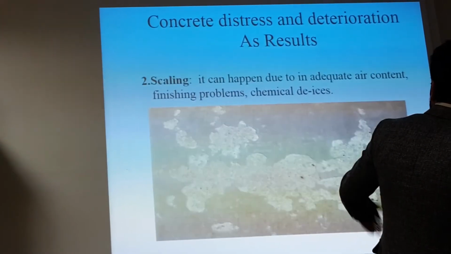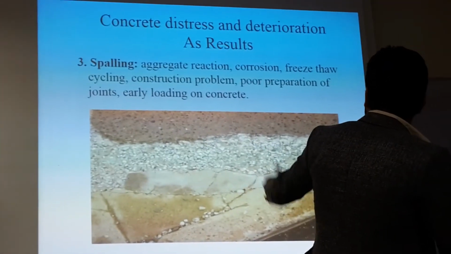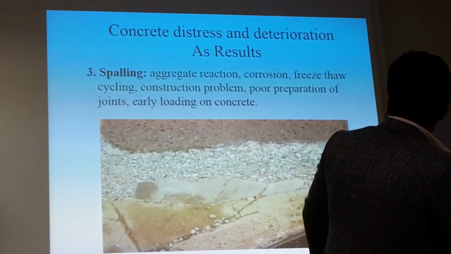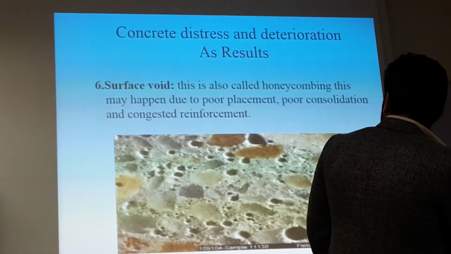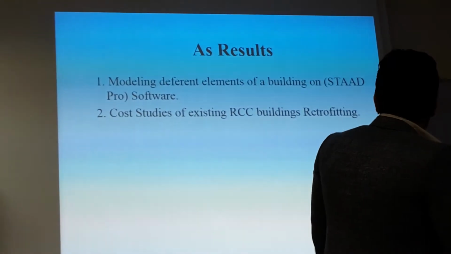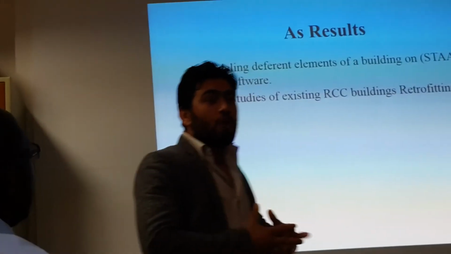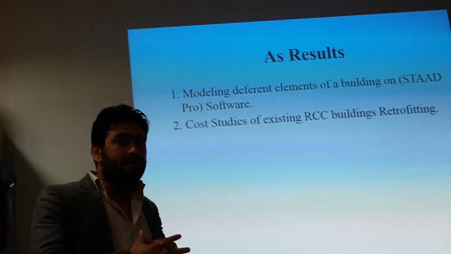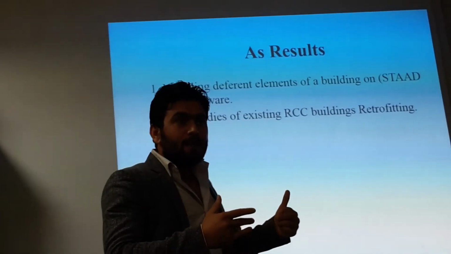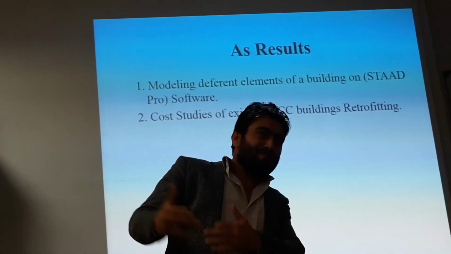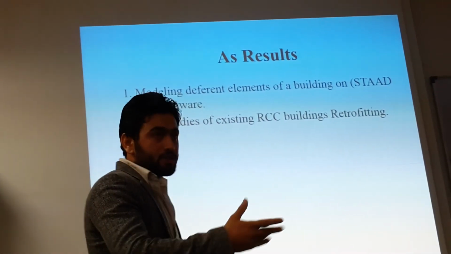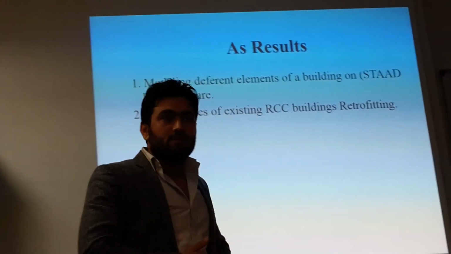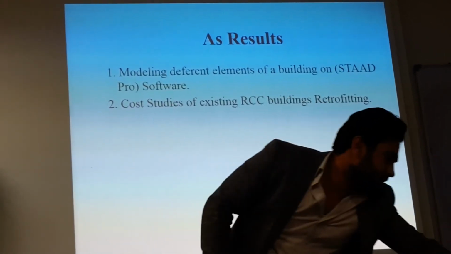So that is cracking and spalling, which you can see, and disintegration, discoloration and surface whites. As a result, we may have all of them. We may design a building and use STAAD.Pro. I will do that later on, and also for the castings of existing or retrofitting buildings.